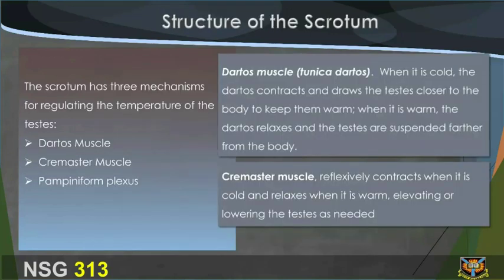The scrotum has three mechanisms for regulating the temperature of the testes: the dartos muscle, the cremaster muscle, and the pampiniform plexus. Dartos muscle, tunica dartos. When it is cold, the dartos contracts and draws the testes closer to the body to keep them warm. When it is warm, the dartos relaxes and the testes are suspended further from the body. The cremaster muscle reflexively contracts when it is cold and relaxes when it is warm, elevating or lowering the testes as needed.